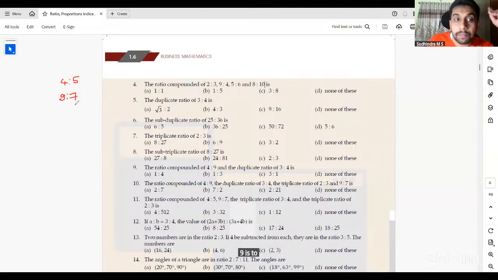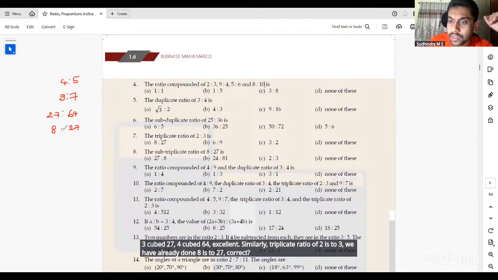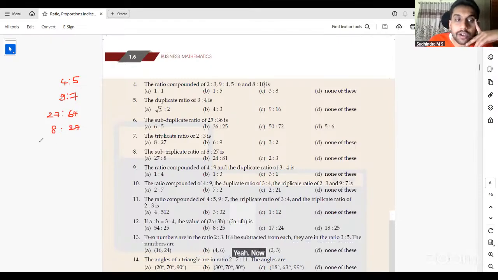Ratio compounded of 4:5, 9:7. Triplicate ratio of 3:4 is? What is triplicate ratio? 27:64. 3 cube 27, 4 cube 64. Excellent. Similarly, triplicate ratio of 2:3, we have already done, 8:27. Now we have to find the compound ratio of this. 4 into 9 into 27 into 8 is to 5 into 7 into 64 into 27.